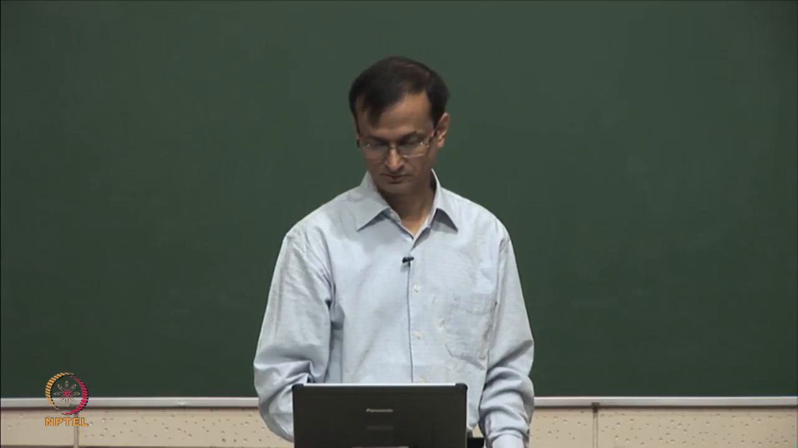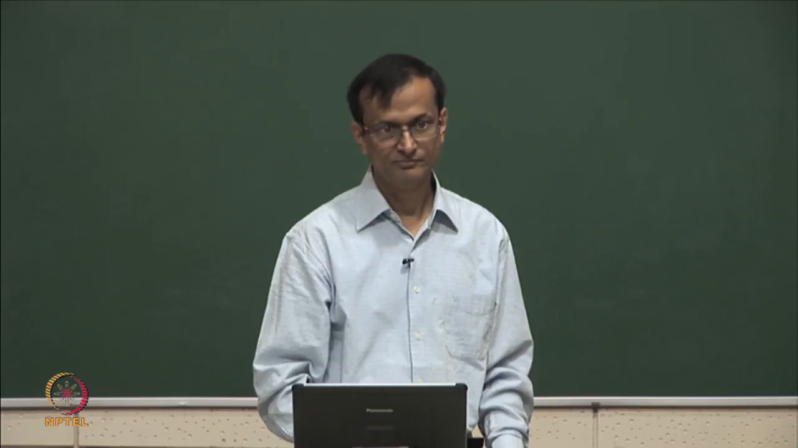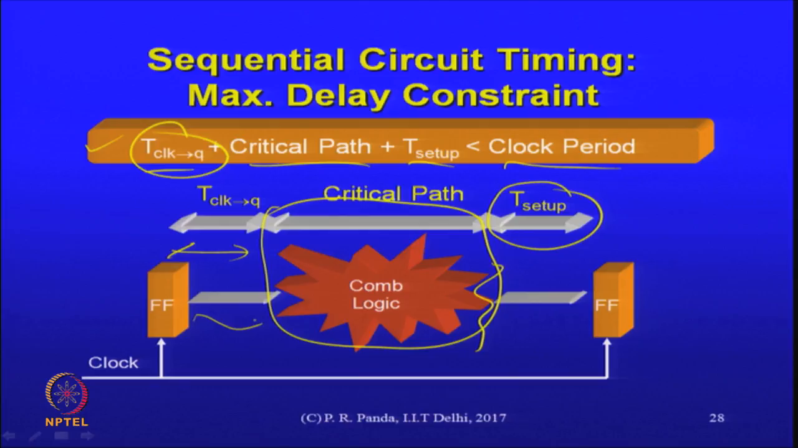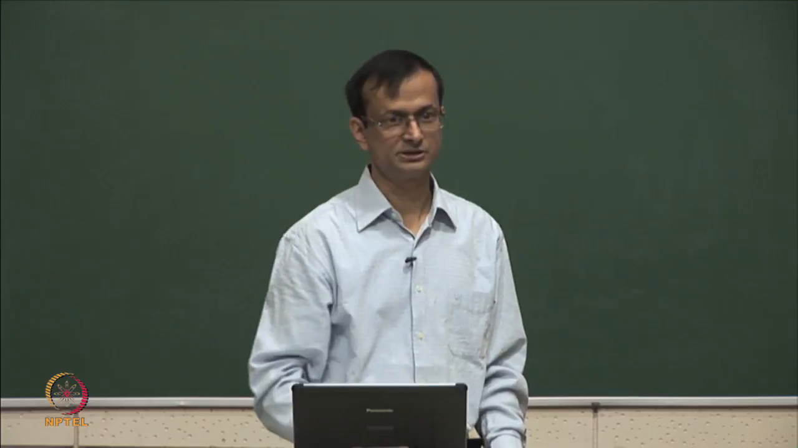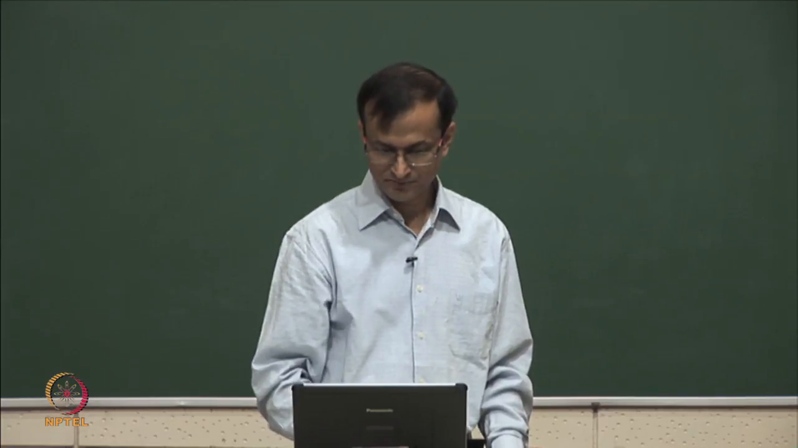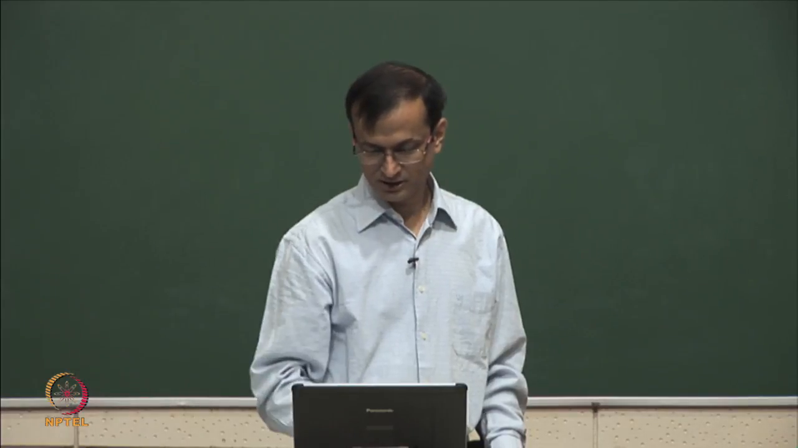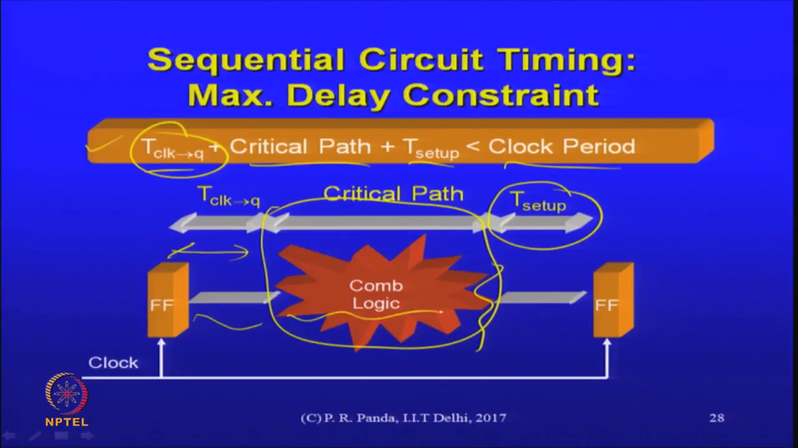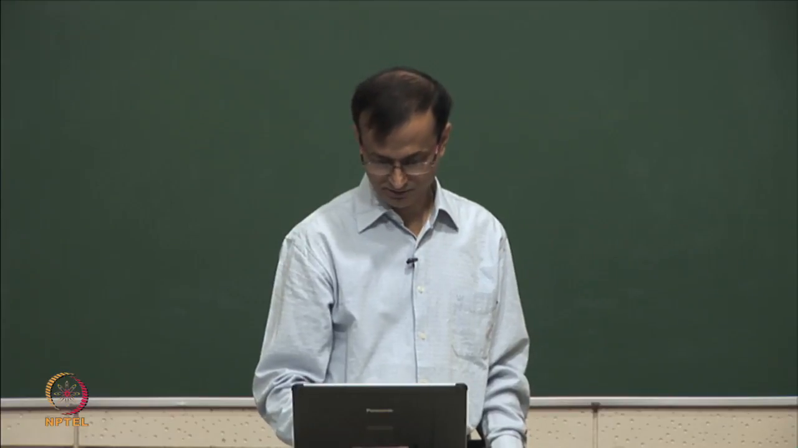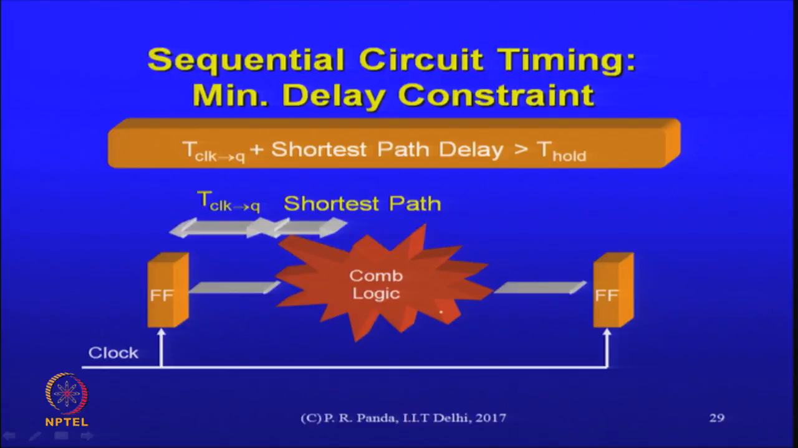There is, okay. So, then T-hold should be less than the contamination delay of logic and the contamination delay of clock to Q, the minimum delay. The minimum delay of the logic, this critical path is essentially the max delay, but this propagation delay plus the minimum delay through this must be greater than the hold, right. So, such an equation also can be there.